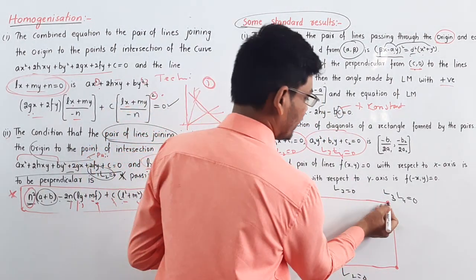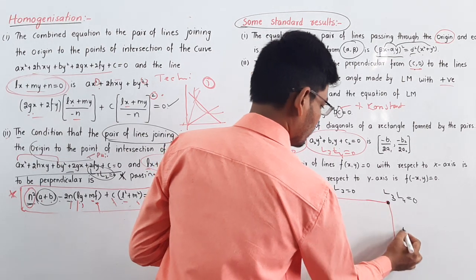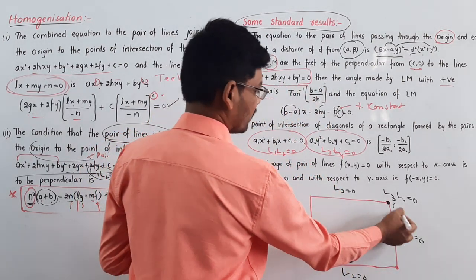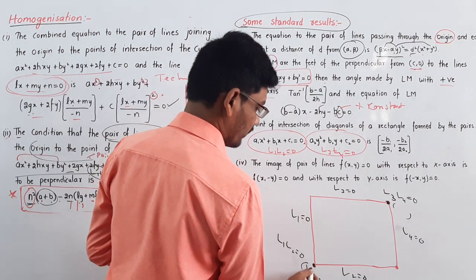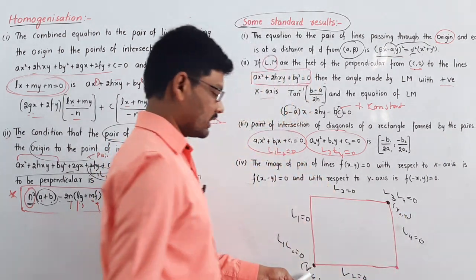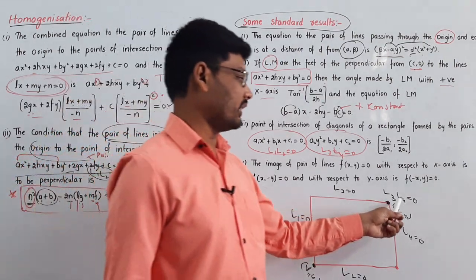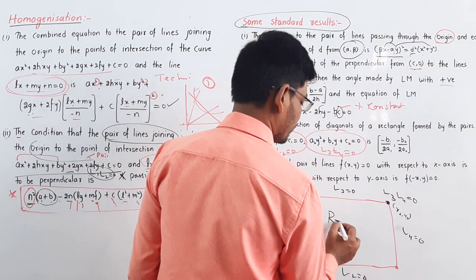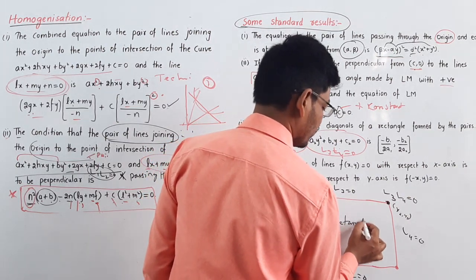So this is the point of intersection of L3 and L4 here. This is the point of intersection x1, y1. This is x2, y2. Point of intersection of L1 and L2 is equal to 0. Point of intersection of L3 and L4 is equal to 0. This is a rectangle here.